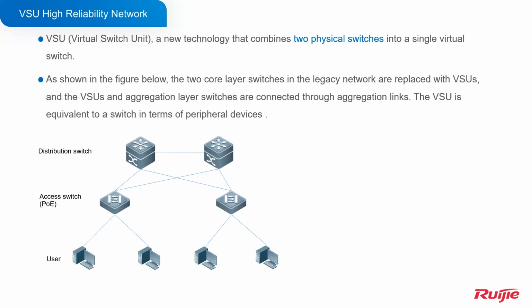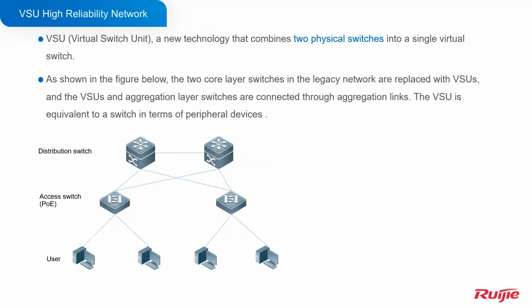But in some special scenarios, maybe you want to deploy more than two switches, 3 or 4, it can also support the VSU. So in the same topology, if you have the terminal user, the access switch and the distribution switch, and between the access and distribution switch we have multiple links to communicate with each other, then you can deploy the VSU.